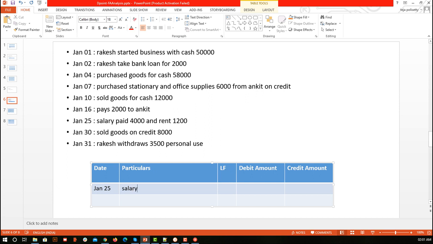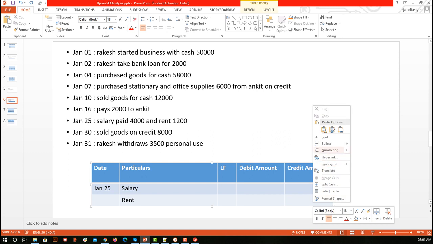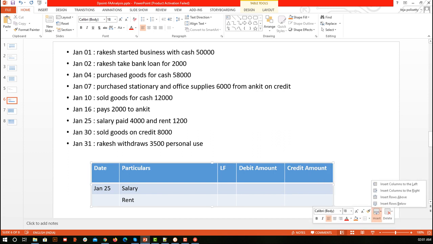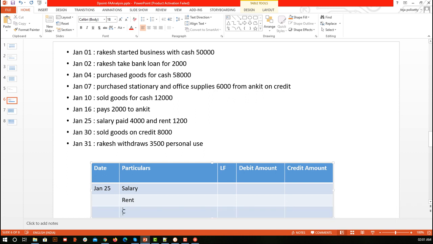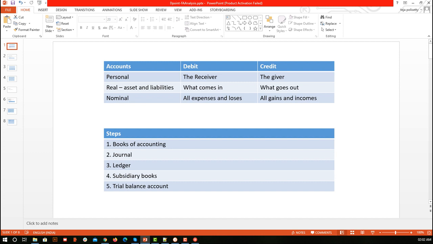One is salary account, and the next one is rent account. Let me insert a row below. And the last one is our cash account. We don't know which is credit and which is debit as of now. So let's see, salary paid 4,000 means salary account is getting the amount. We are paying salary, so it is our expense. An expense is any activity which is required in order to run the business. So salary paid is getting the amount, so it is an expense.